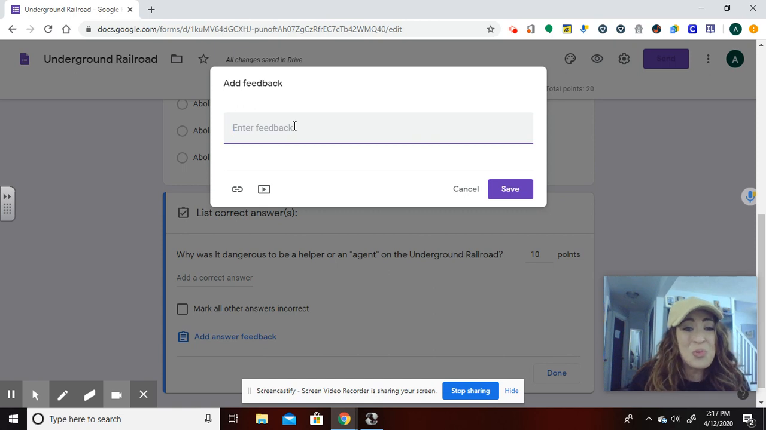for instance, this question: why was it dangerous to be a helper or an agent on the Underground Railroad? Well, this is not only just the answer key that I'll see when I'm grading, but it's also going to be what Google Forms spits back at the students when they submit. So obviously they're not going to know if they got it right or wrong right away because you haven't graded it. You're the one who has the ultimate power. But they'll get a little bit of an idea of, oh, all right, that's kind of like what I wrote. So they'll see it, but you're also going to see this as you're grading. So put your most ideal perfect answer here, and I'm going to show you how it's helpful.